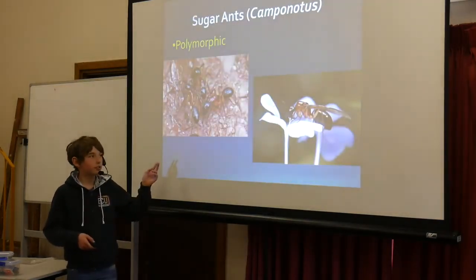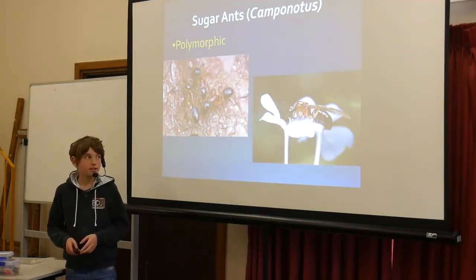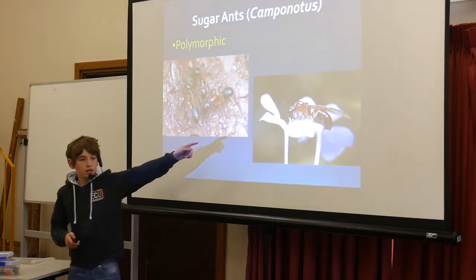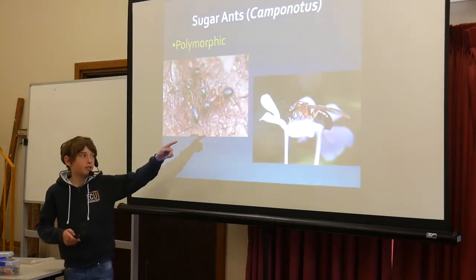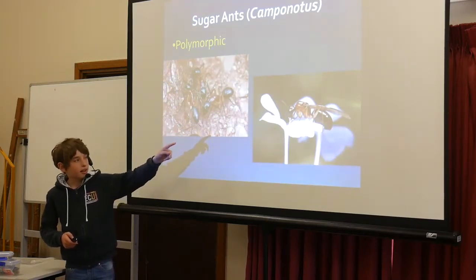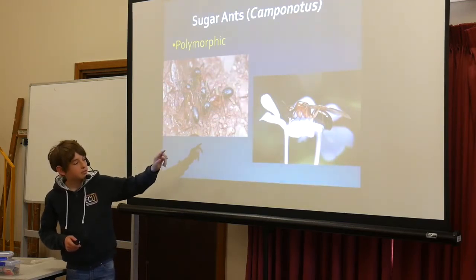Next are sugar ants, or Camponotus. They are polymorphic, containing majors and minors. I don't have a picture of a major. That's not a major, that's a queen, which is a great representation of a queen: large, nice gaster, and a really big thorax. And she still has her wings, but she will bite those wings off once she's mated.